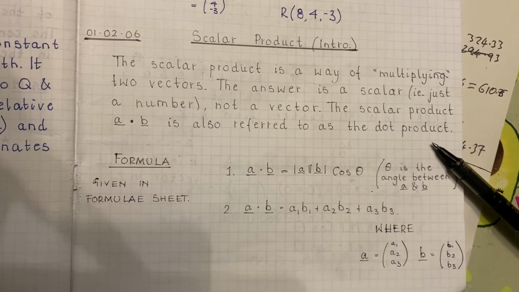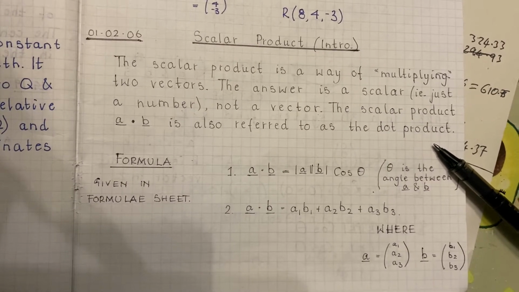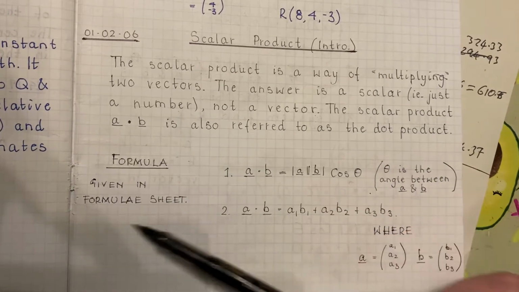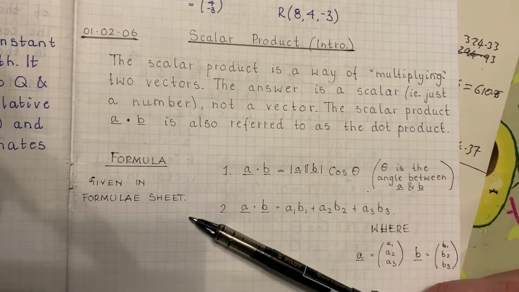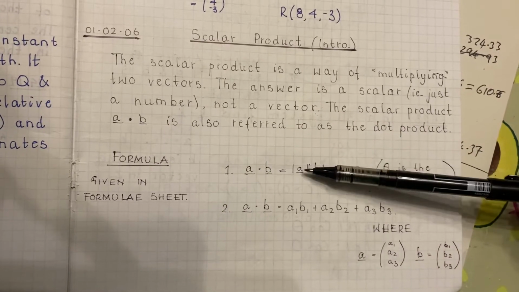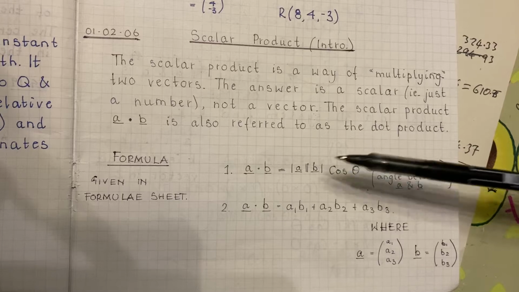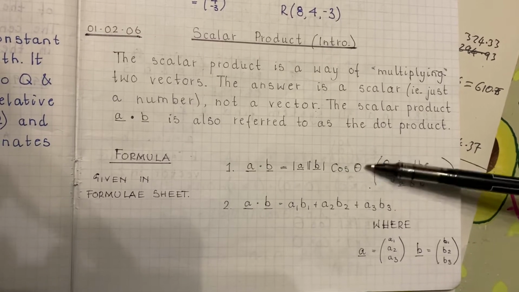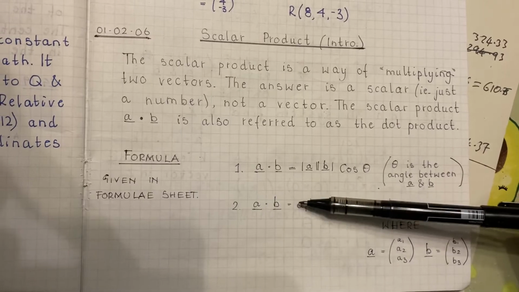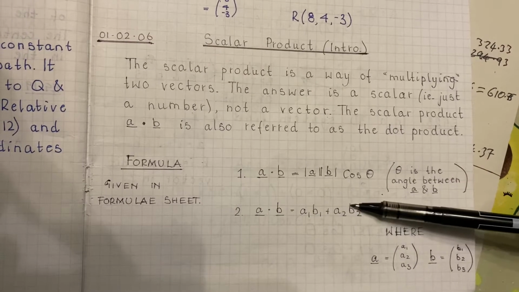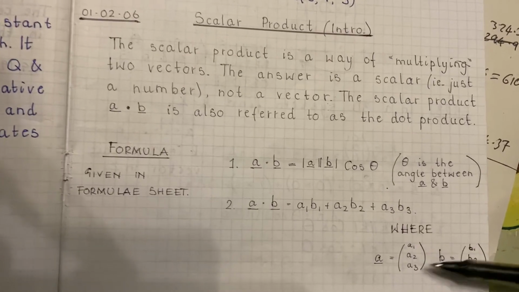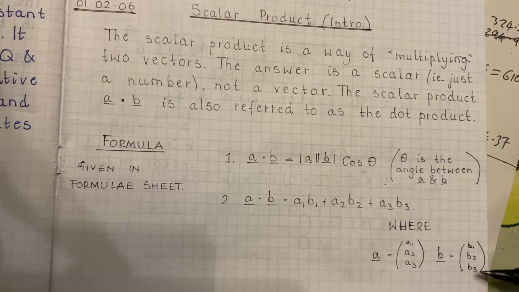For those of you going on to do Advanced Higher, you will learn the vector product. You don't have to worry about that at Higher. You're given it on the formula sheet, so you don't even have to remember it. What you're given on the formula sheet is A dot B is the magnitude of A times the magnitude of B times the cos of the angle between them. Theta is the angle between A and B. Or A dot B is A1 B1 plus A2 B2 plus A3 B3, where A is A1, A2, A3, and B is B1, B2, B3.